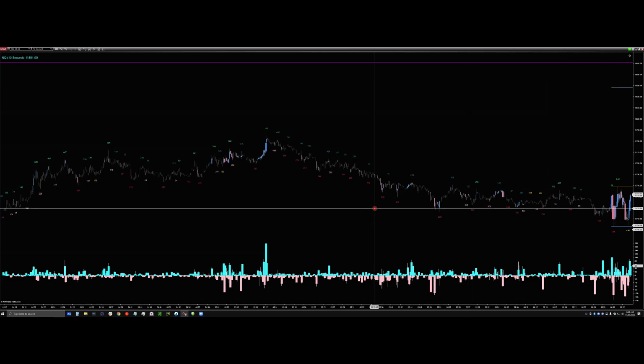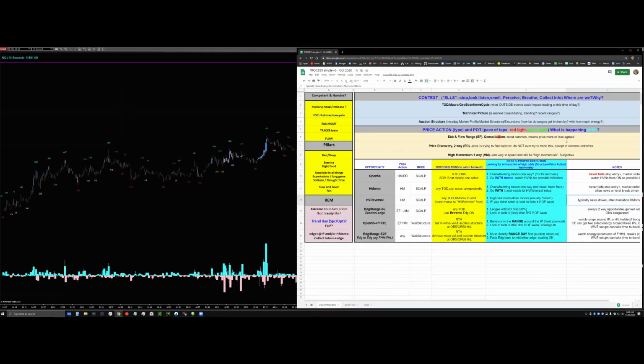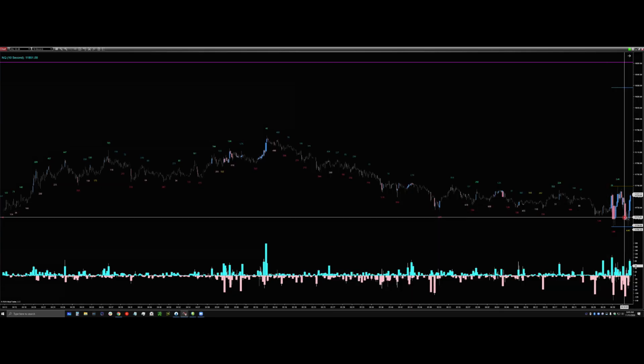What's this price action? It's ebb and flow, right? Any question about that? Consolidation, most common, means price is more or less agreed. Where is the opportunity in ebb and flow, George? Please answer it in the chat. Where do I find opportunity in ebb and flow? Direction changes. Okay. Let's define that as when it leaves ebb and flow. So the opportunity in ebb and flow is when it departs.